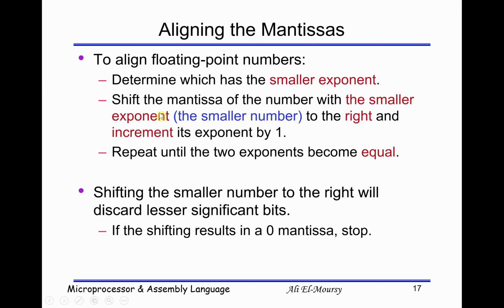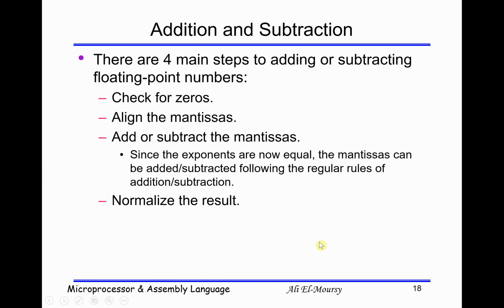You have to repeat this until the two exponents are equal before you go ahead and do the addition. Shifting the smaller number to the right will discard the less significant bits, which is actually a sacrifice or rounding that you have to do while you are doing the mathematical operation.